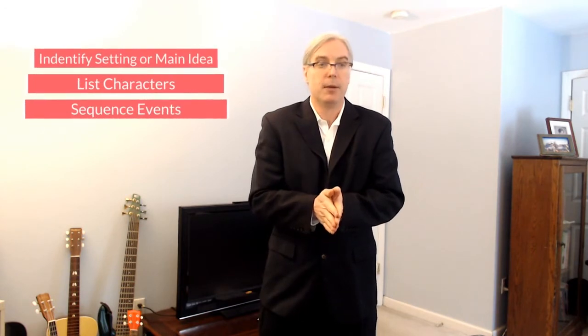So what do those three levels mean? Well, the literal level is things that can be answered explicitly with the text. That means the details are identifiable, you can find them. These questions often focus on the who, the what, the when, and the where. The things with declarative answers that you can find. You could do things like identify the setting, identify the main idea, list the characters, organize events.